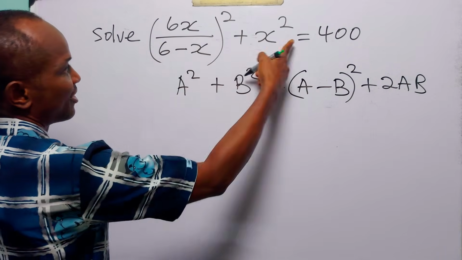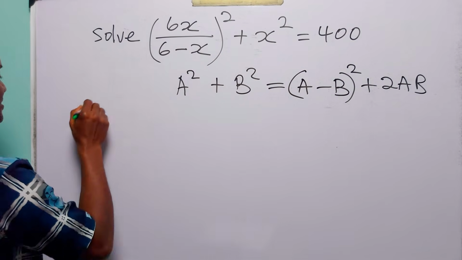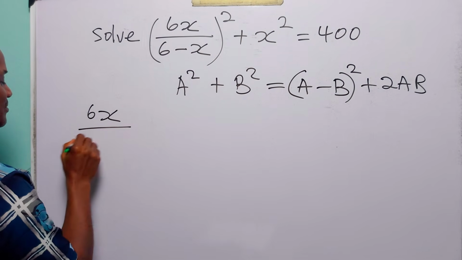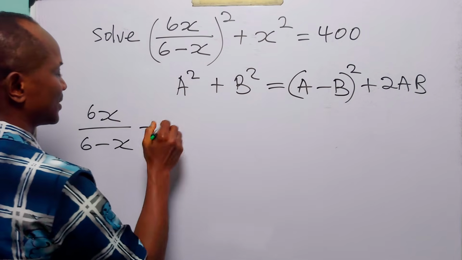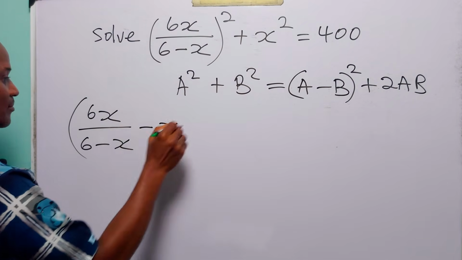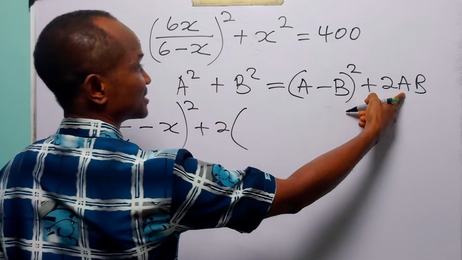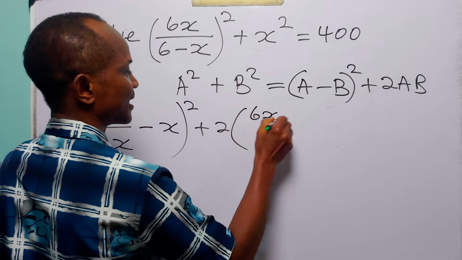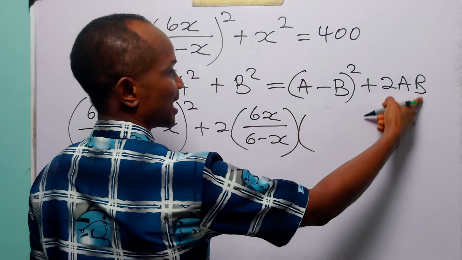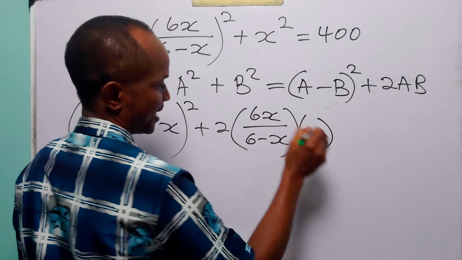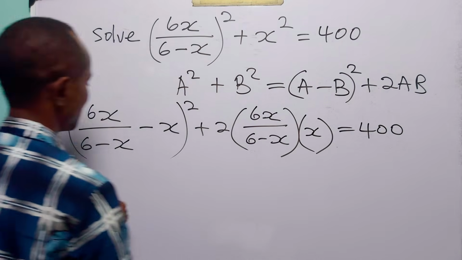This means that we can write the left-hand side of this equation as (6x over 6 minus x minus x) squared plus 2 times 6x over 6 minus x multiplied by x. And of course, this is still equal to 400.